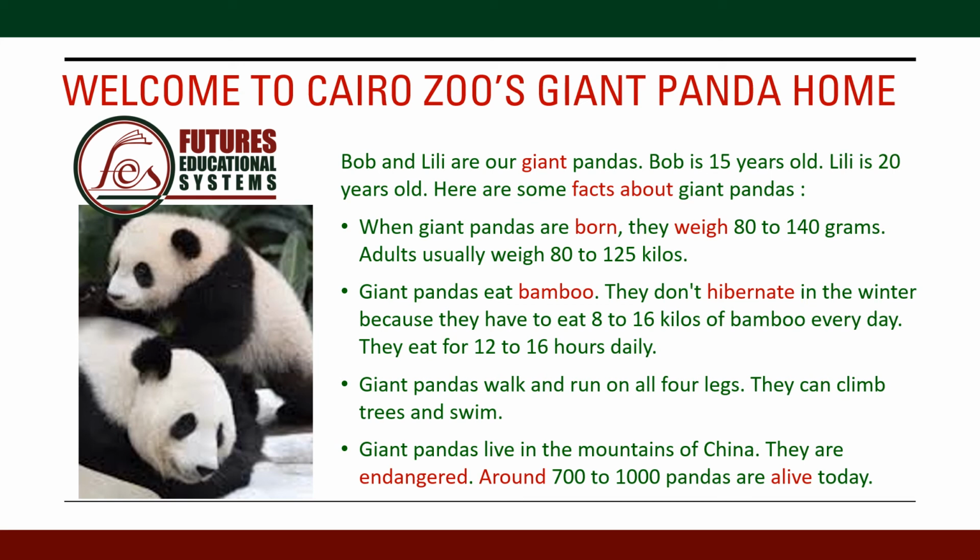Where do they live? They live in the mountains of China. And they are endangered. What's the meaning of endangered? They are in danger of being extinct. There can be no more pandas. There are very few pandas in the world. That's why we are afraid that they will disappear, they will vanish. How many pandas are alive today? Around 700 to 1,000 pandas all over the world are alive today. So there are very few pandas and they are endangered.